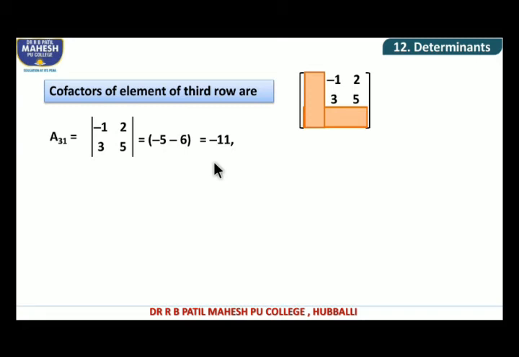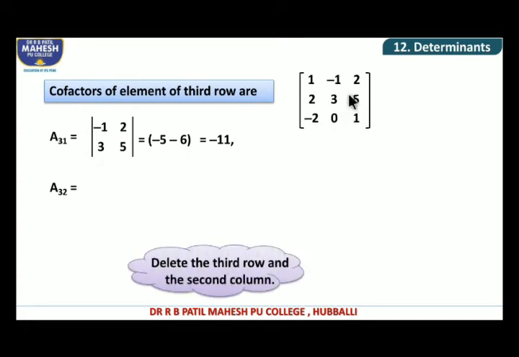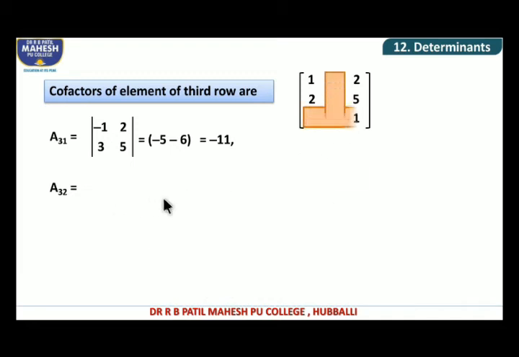And next the cofactor of A32. Here we have to delete the third row and second column. Then we have the sign minus, so minus into the determinant |1 2; 2 5|. Therefore minus of 1 into 5 is 5 and 2 into 2 is 4, so minus of 5 minus 4, that is 1 into minus, means minus 1.